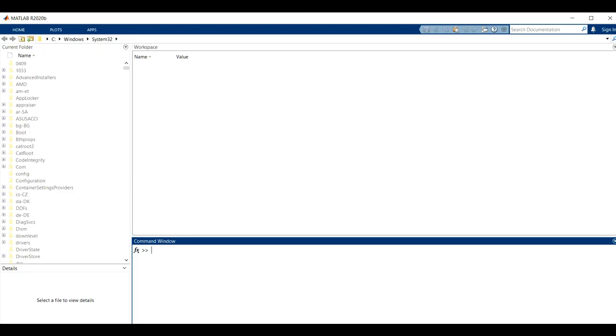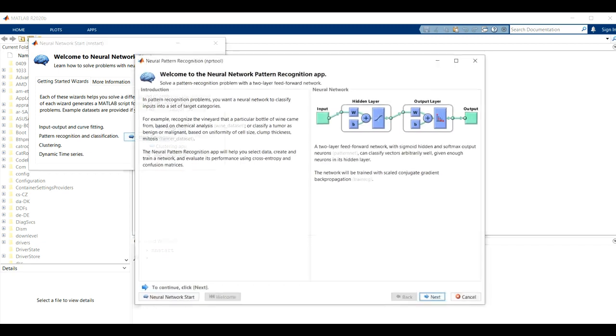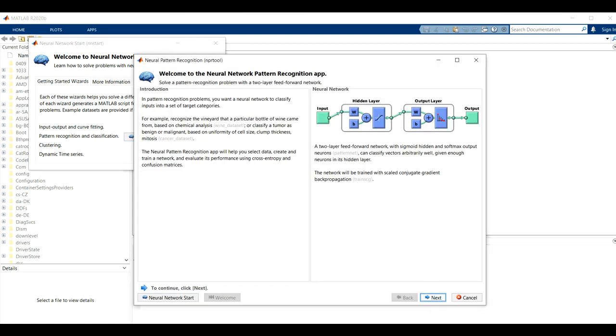Type NNSTART in the command window and enter it. Now we get a toolbar, Neural Network Start. Here we have different options like fitting app, pattern recognition app, clustering app, and time series app. Now choose the pattern recognition app. So now we get the pattern recognition app here, and click next.